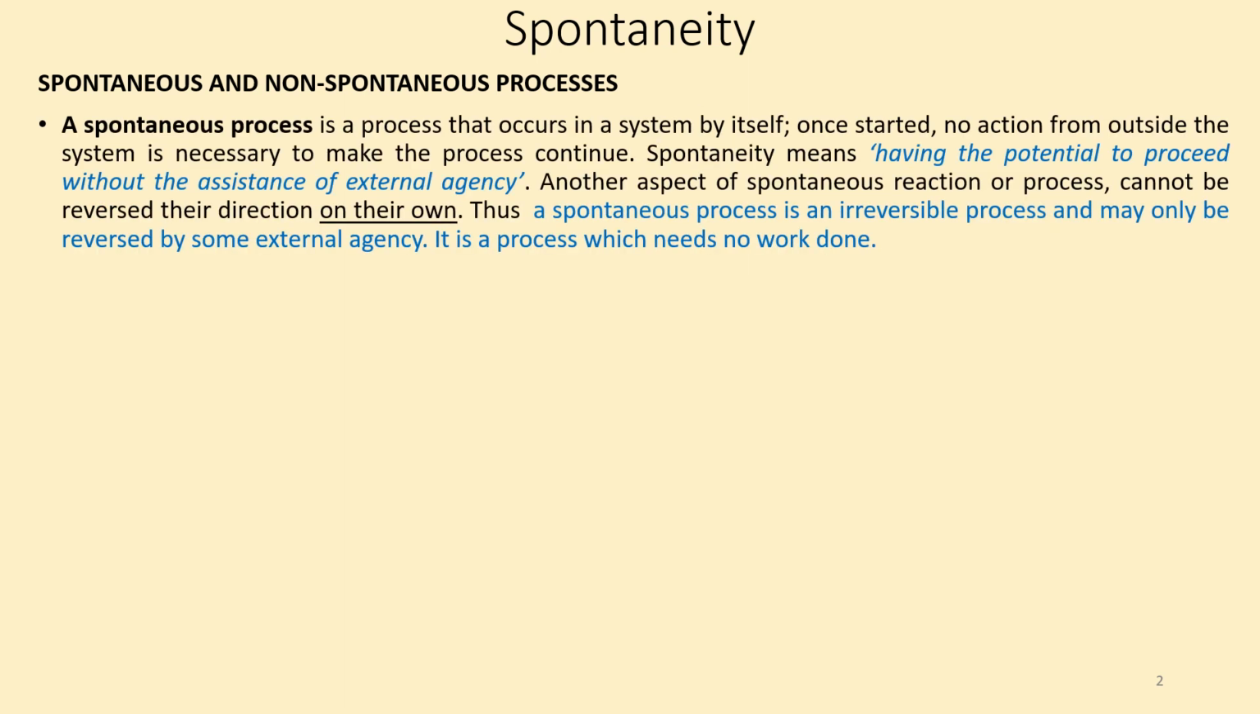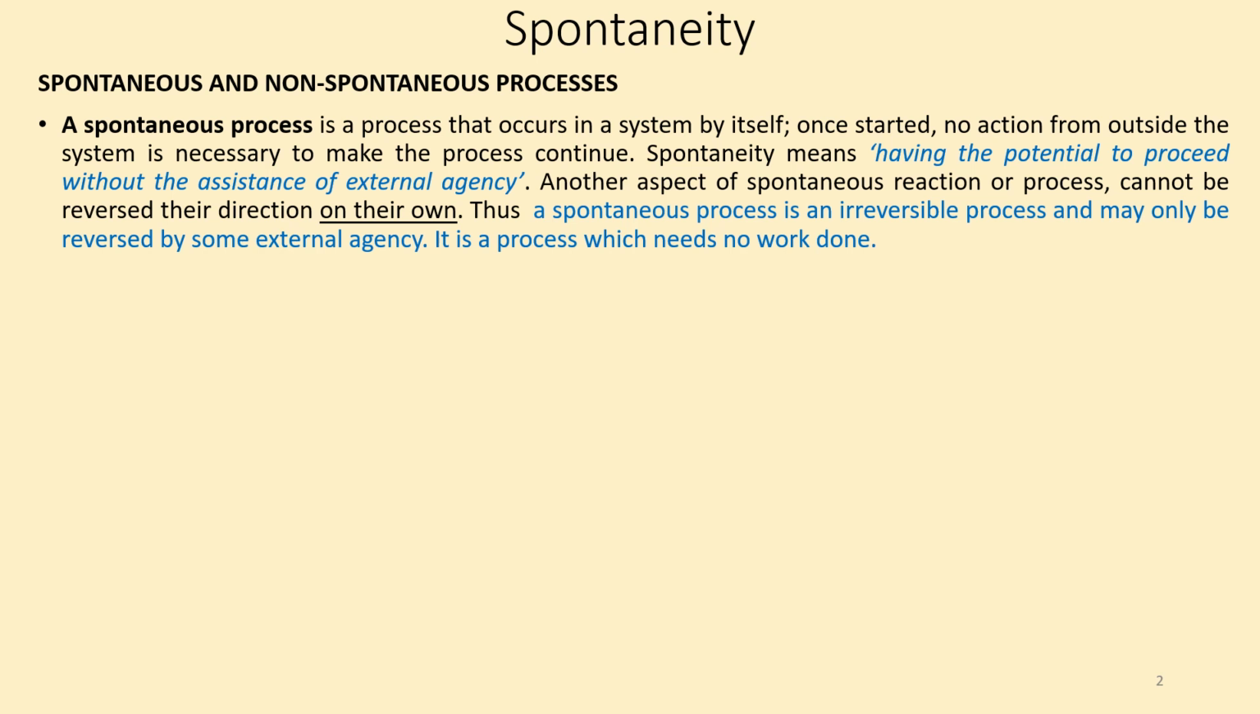A spontaneous process is a process that occurs in a system by itself. That is, once started, no action from outside the system is necessary to make the process continue. Spontaneity means having the potential to proceed without the assistance of an external agency.